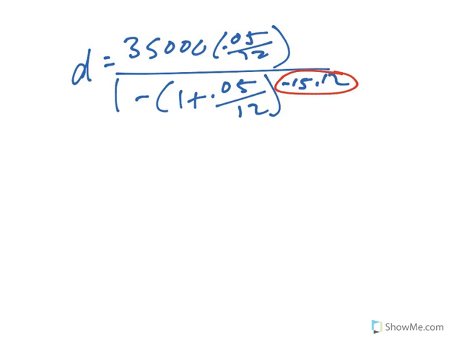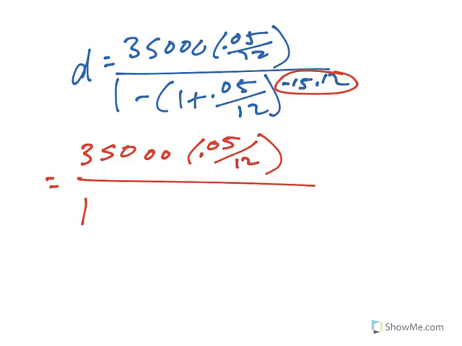The 15 times 12 gives us negative 180. So 35,000 times 0.05 divided by 12, over 1 minus parenthesis, 1 plus 0.05 over 12 raised to the negative 180. Okay, so that's my first step.